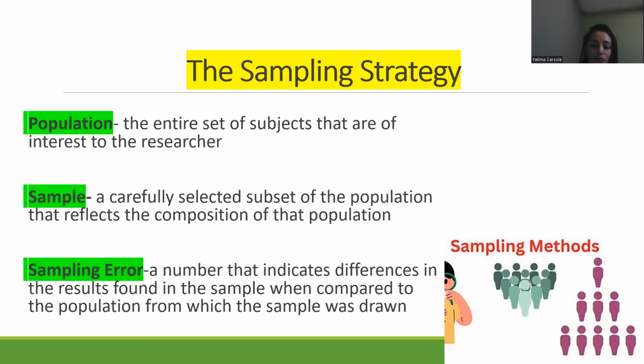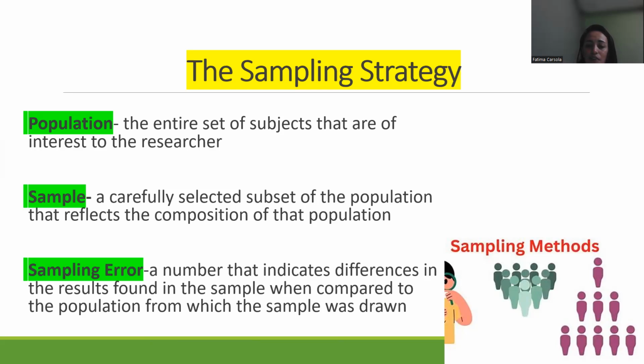So you would know from the start who will be your population. And sample might be a portion or a carefully selected subset of the population that reflects the composition of that population. It could be a part of the population. And we also have here what we call a sampling error.